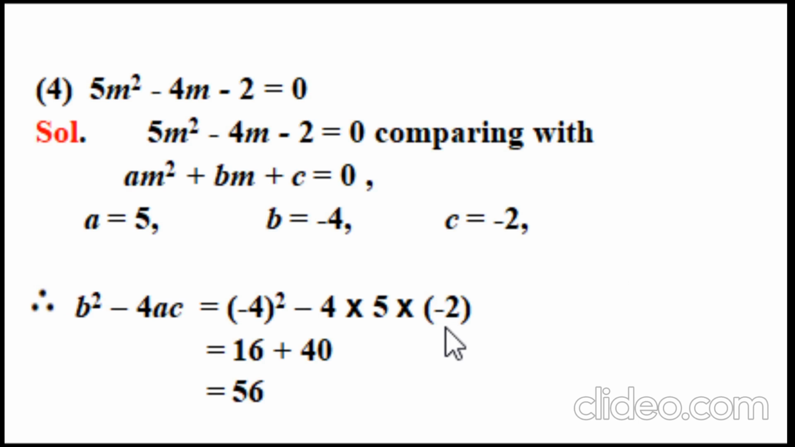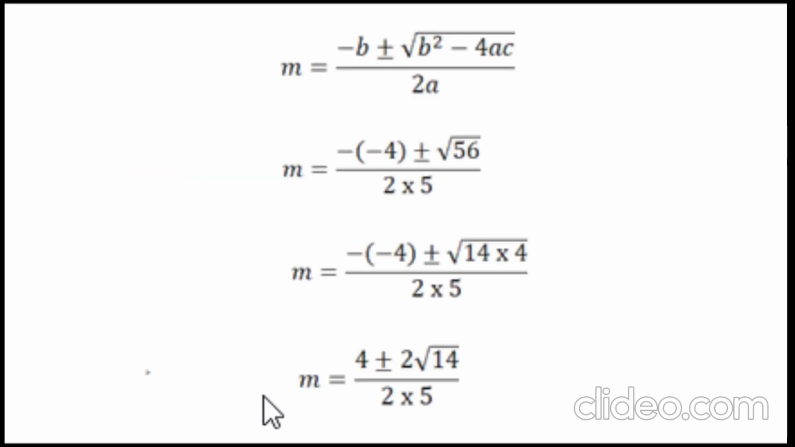Then question number 4. 5m square minus 4m minus 2 is equal to 0. Comparing with am square plus bm plus c is equal to 0, we get a is 5, b is minus 4 and c is minus 2. Find the value of b square minus 4ac. We get b is minus 4, square of minus 4 is 16, plus 4 5s are 20, 20 into 2 is 40, 16 plus 40 is equal to 56.